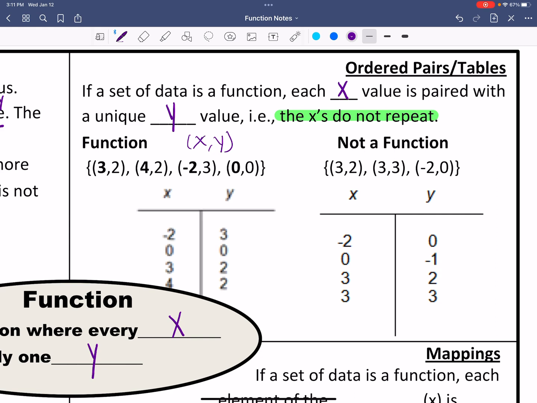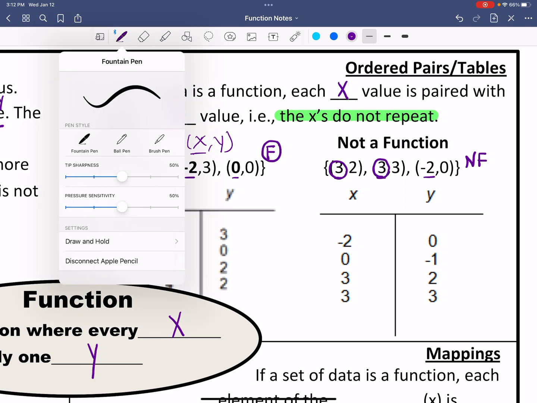Here I'm worried about looking at the x's, and I need to make sure that they do not repeat. Here I have 3, 4, -2, and 0 for my x values. We see that all of my x values are different. None of them repeat, which makes this a function. Now looking at our not a function example, looking at my x's again, I have 3, 3, and -2. Here I see that my 3's repeat themselves. Since I have x values that repeat, this makes this not a function. So that's ordered pairs. Again, make sure you only look at the x values.